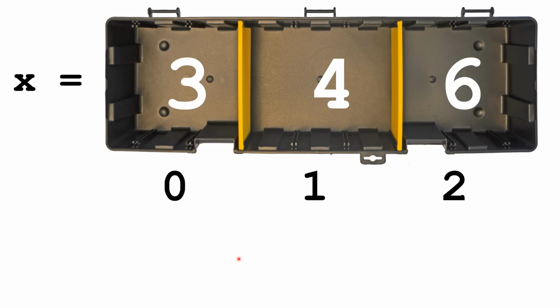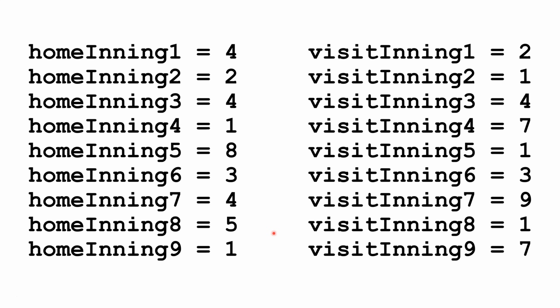Let's think of a time when it would be more efficient to use an array. Let's say we wanted to write a program that kept track of how many runs each team scored in a baseball game. So for a standard length game of 9 innings, we'd have 9 variables for the home team and 9 variables for the visitor. This could be doable, but this is a lot of variables to keep track of.